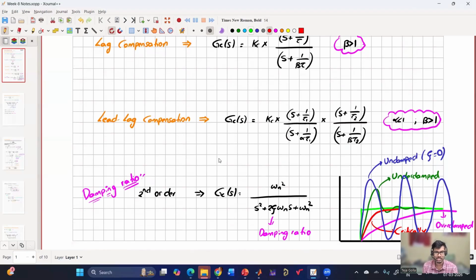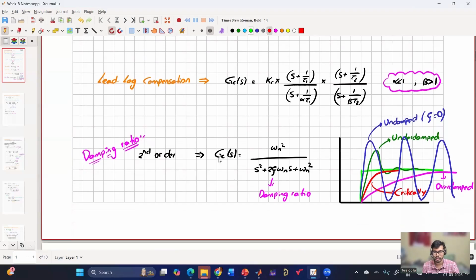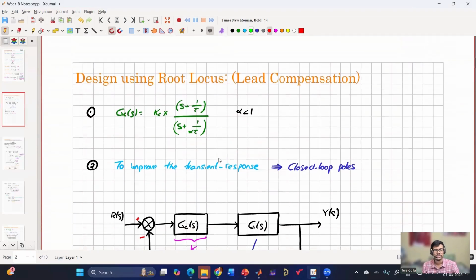And one of the students has asked this question, so that's why I have written this, but this is not part of this week. Then how do we design the lead compensator using root locus?